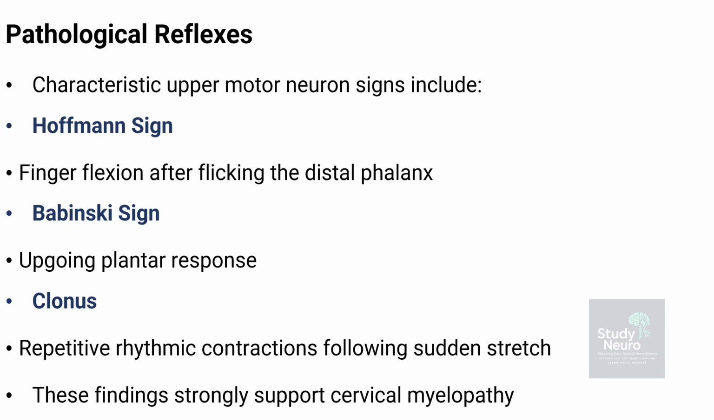Pathological reflexes are important upper motor neuron signs that appear when the normal inhibitory control from the brain over spinal reflex circuits is disrupted, and they are often used to support a diagnosis of cervical myelopathy during clinical examination. These are strong diagnostic clues. One example is a finger flexion response when the distal phalanx is flicked, which indicates abnormal corticospinal tract activity rather than normal reflex behavior. Another classic finding is an upgoing plantar response, where stimulation of the sole produces extension of the big toe instead of the expected flexion, reflecting loss of normal descending control pathways.